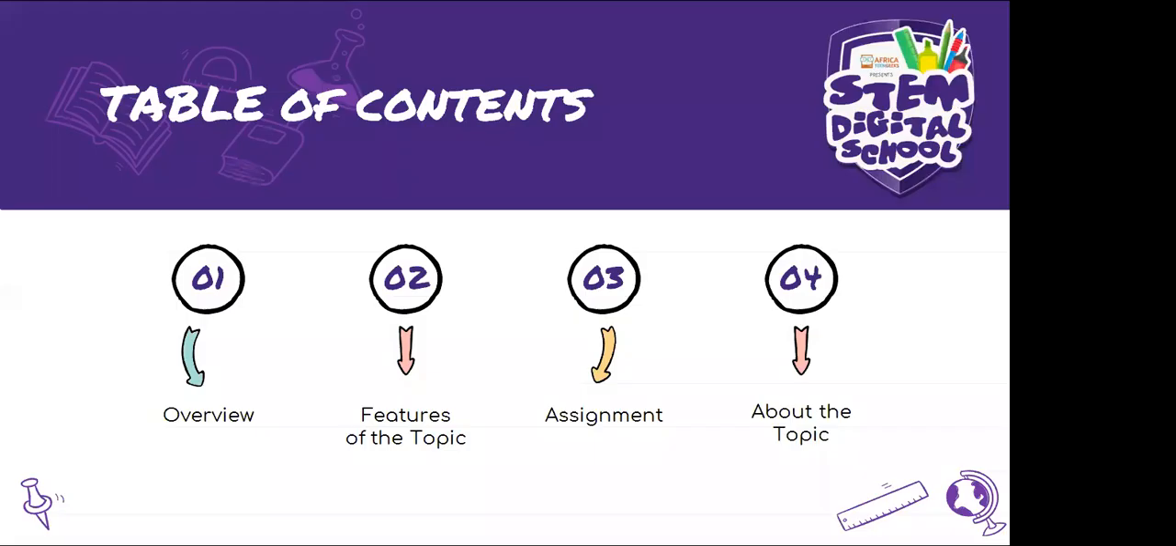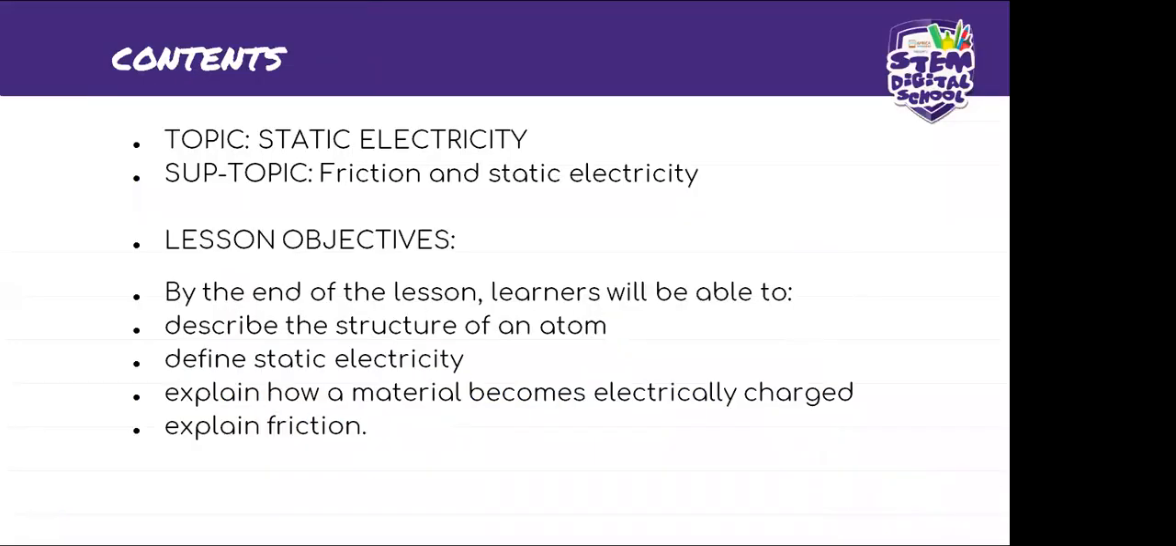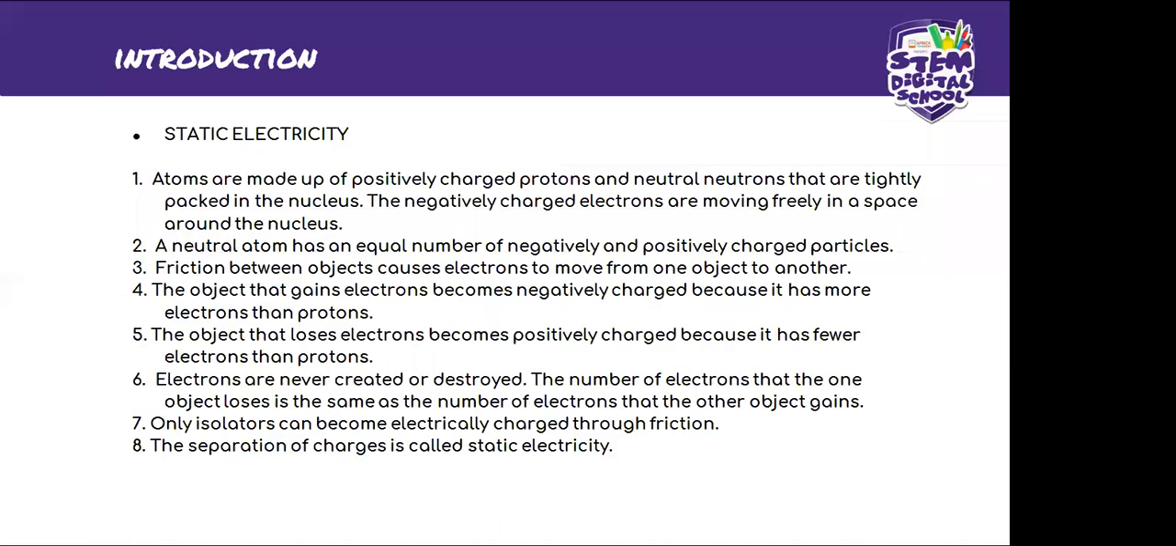All right, we go straight to our content. We are looking at static electricity, but our subtopic is going to be friction and static electricity. So here we are looking at how static electricity is generated. Our lesson objectives are, by the end of the lesson, you should be able to describe the structure of an atom, define static electricity, explain how a material becomes electrically charged, and also be able to explain the term friction.